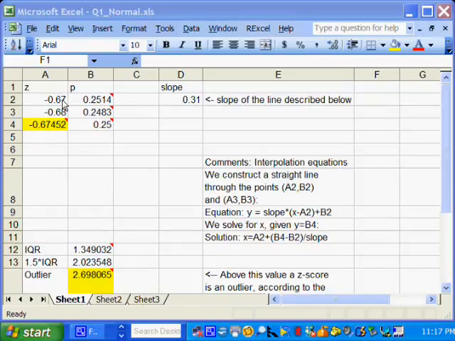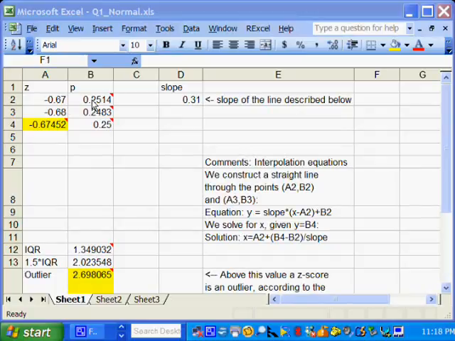in the previous demonstration. We recall that the z-score of negative 0.67 was 0.2514 and of negative 0.68 was 0.2483. These were the closest values of the probability to 0.25 in the normal table. Therefore, the first quartile of the normal distribution lies somewhere between these two z-scores.